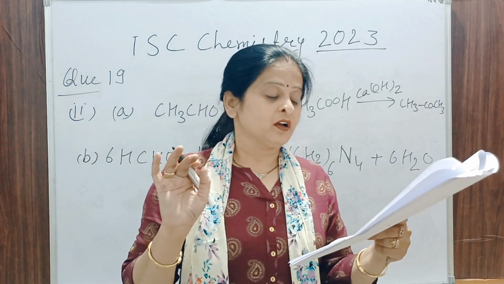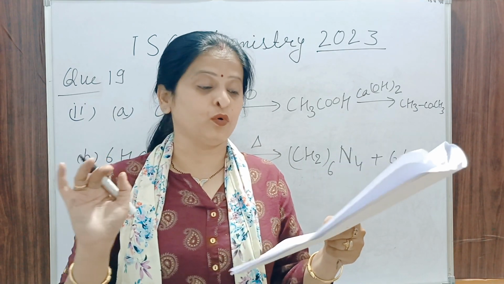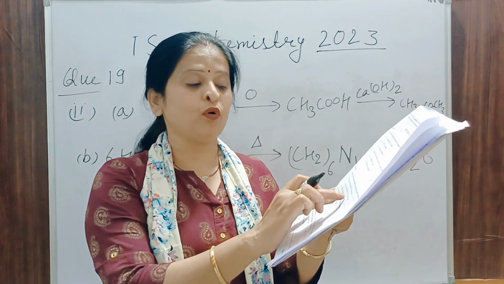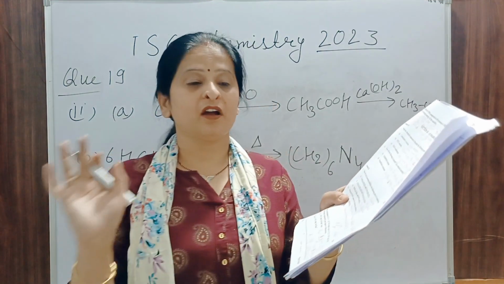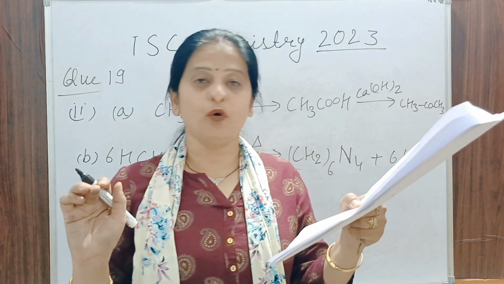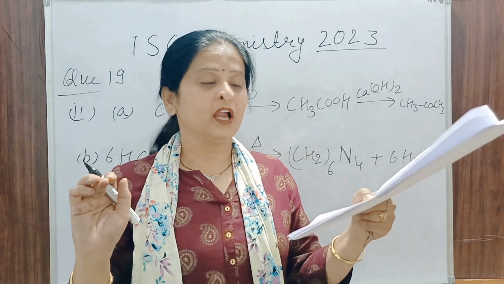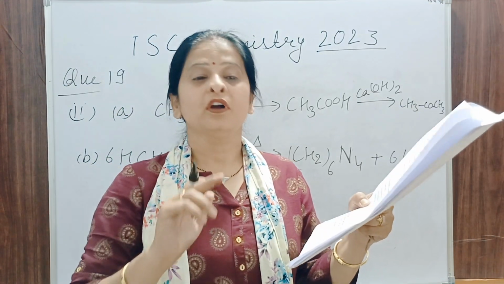Then B, [Cr(H2O)5Cl]Cl2·H2O, then [Cr(H2O)4Cl2]Cl·2H2O. Hydrate isomerism. Then C, [Pt(NH3)4Cl2]Br2 and [Pt(NH3)4Br2]Cl2.